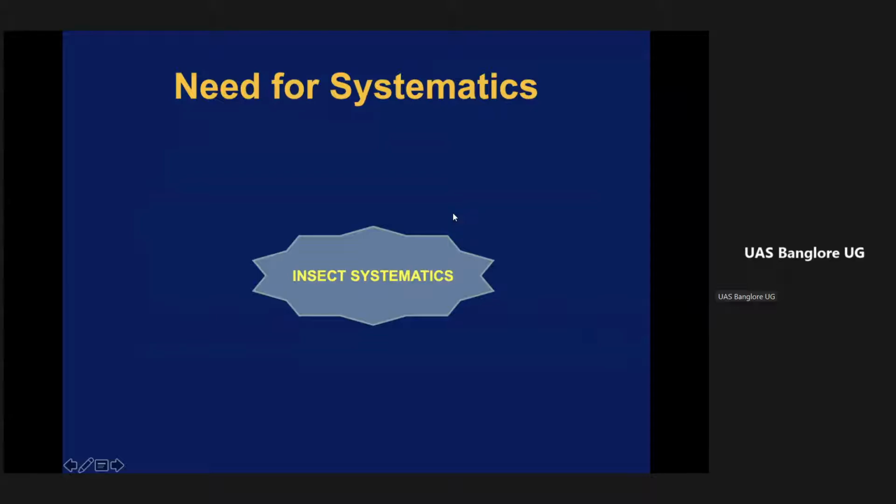So why do we need systematics? Anybody? Why do you want to name them? Or why do you want to know so many organisms on this earth? Why do we need to know whether it is a Helicoverpa, a cockroach, or a honeybee? What is the need for that? Anybody can answer this if you have any thoughts.